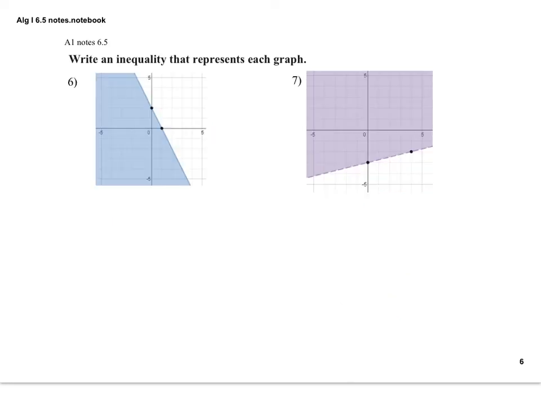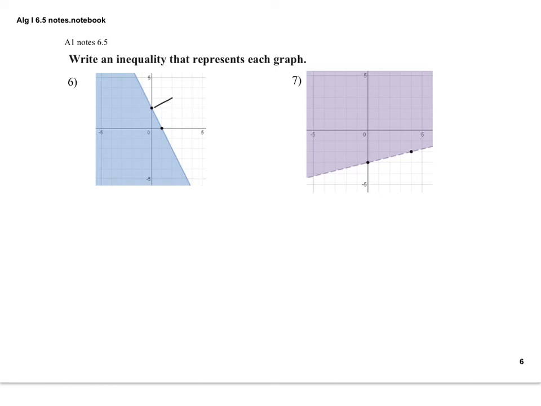All right, so number 6 and number 7 say write an inequality that represents each graph. So pretty much every time I do these, I'm going to make my inequality in the slope-intercept form. I'm pretty much not going to try to do the standard form. It just would make more work for me. So I find the slope-intercept form to be pretty useful. Let's use it in this particular case.